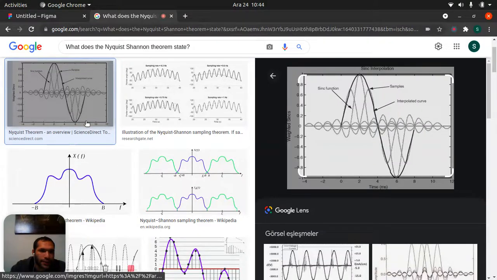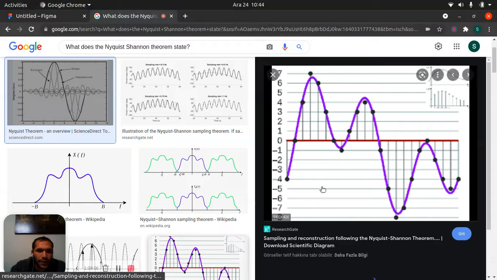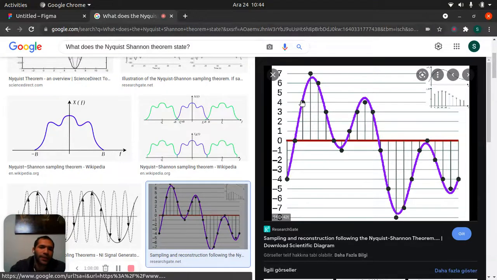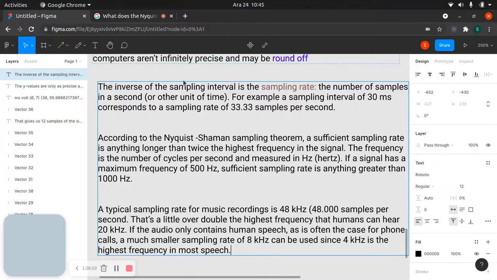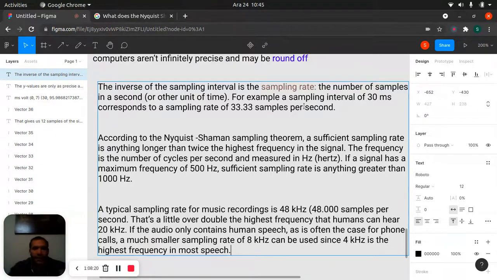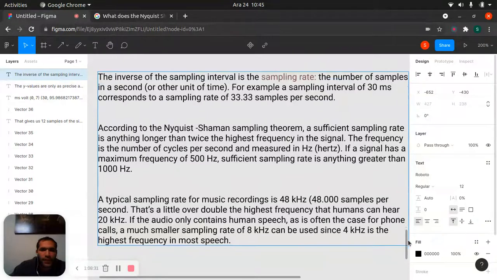Let's look at the formula maybe. So okay, you can understand these are our sampling points, and at this point we have a formula to represent what I said, our sampling rate. So we can do it in this way. So let's come down here.